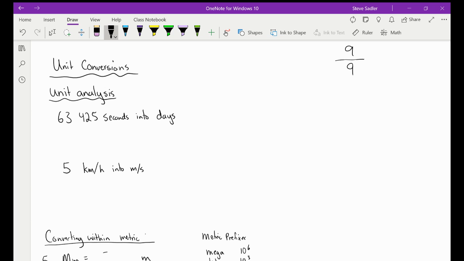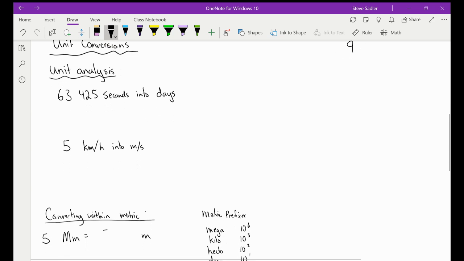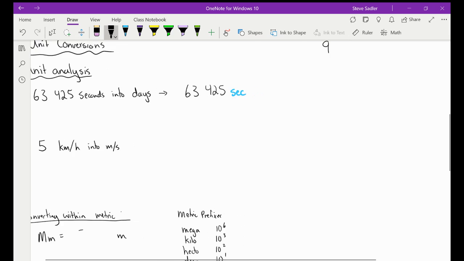It's 63,425 seconds, and we want to convert that into days. I want to know how many days that is. So what we can do is, well, let's start with 63,425 seconds. Maybe I'll write the units in blue. That's not blue. Seconds. We want to change that seconds into days. So what we're going to do is multiply this by a conversion factor, or maybe 2 conversion factors, or 3 if we need it. We can multiply it by as many conversion factors as we want to.